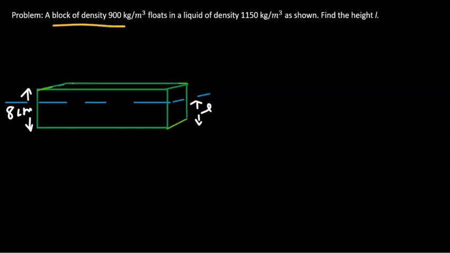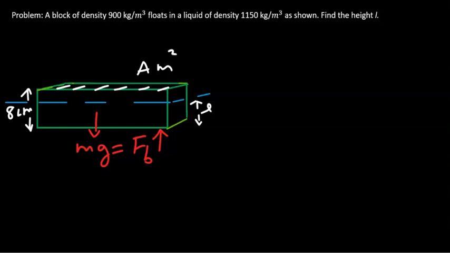A block of density 900 kg per cubic meter floats in a liquid of density 1150 kg per cubic meter. Find the height little l, which is below that liquid surface. The free body diagram states the weight of that block equals the buoyant force, which is going upward from the liquid on the block. Now let's assume the top flat surface of this block is A meter squared.